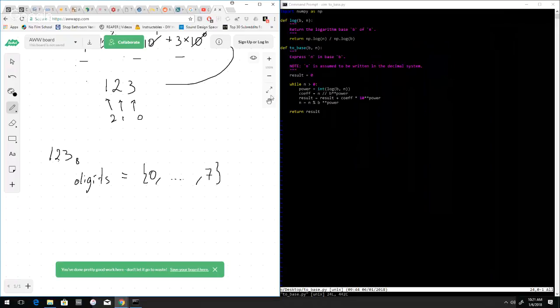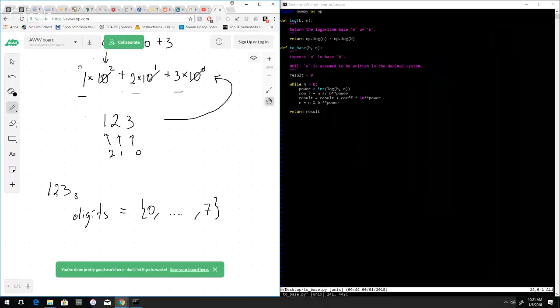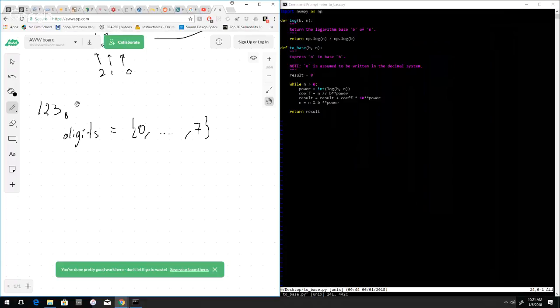Well, let's look at the analogy. What did we do above here? We took each digit of my number and we multiplied by the base to a power. The power started from 0 if we're looking at the rightmost digit and increased by 1 as we went to the left. Now we're going to do the same thing here.